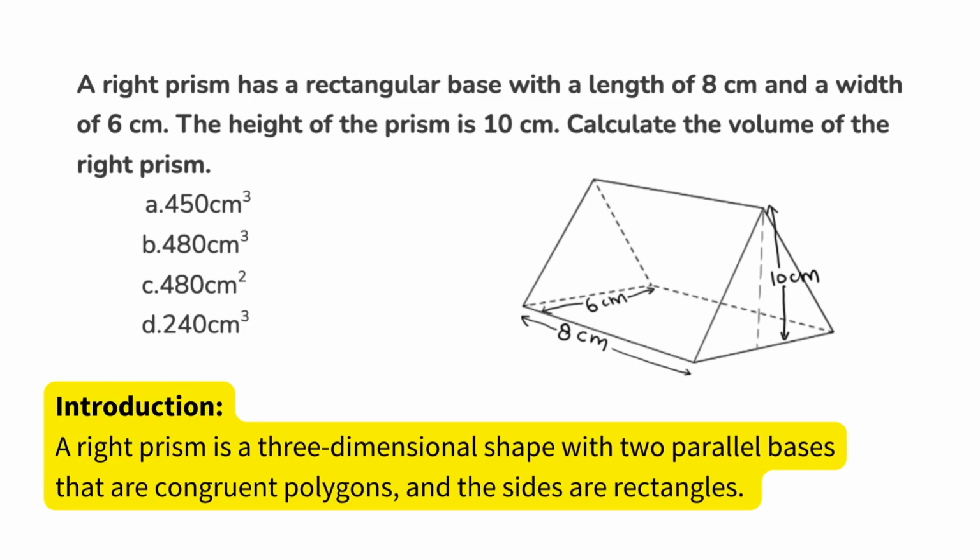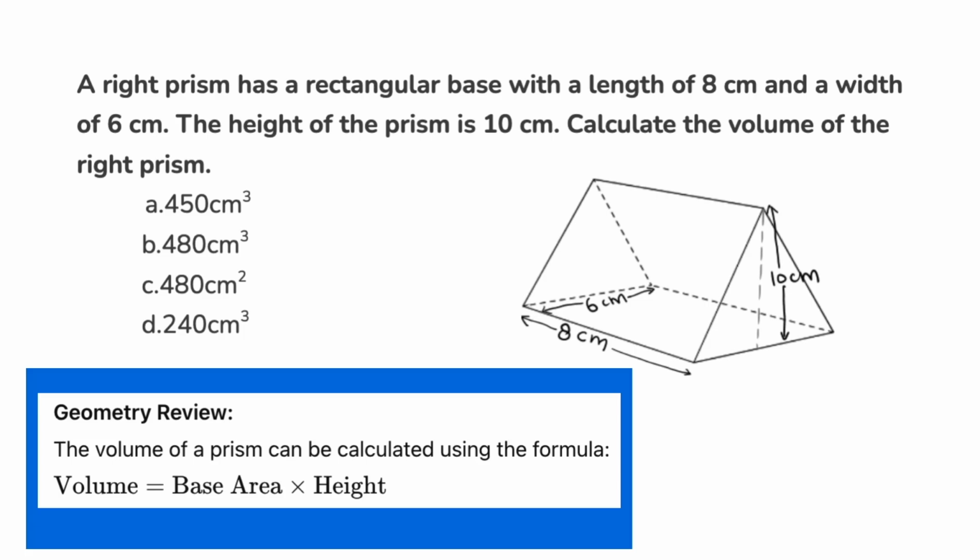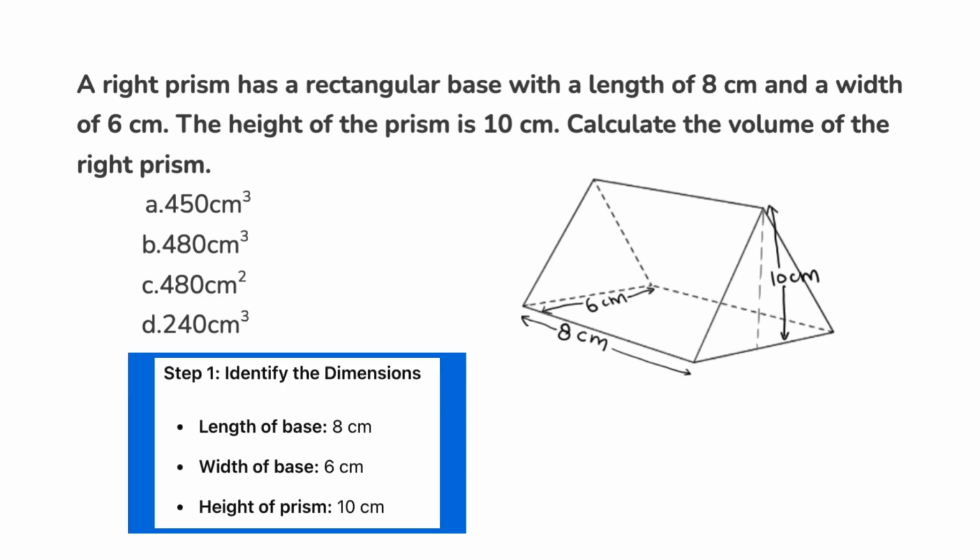All right, let's talk about this. So first and foremost, let's define what a right prism is. Remember that a right prism is a 3-dimensional shape with 2 parallel bases that are congruent polygons, and the sides are rectangles. The height of the prism is the perpendicular distance between the bases. So now, for a quick review, remember the volume of a prism can be calculated using the formula volume equals base area times height.